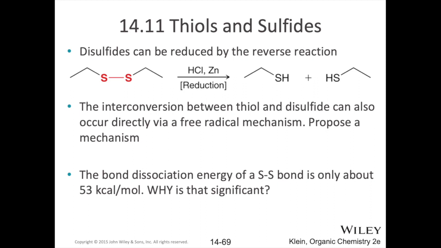Okay, the bond dissociation energy for a sulfur-sulfur bond is relatively low. It's 53 kilocalories per mole, which makes sense. Sulfur is a relatively large atom, especially compared to something like a carbon or an oxygen. So it makes sense that this bond is a little bit longer and weaker.